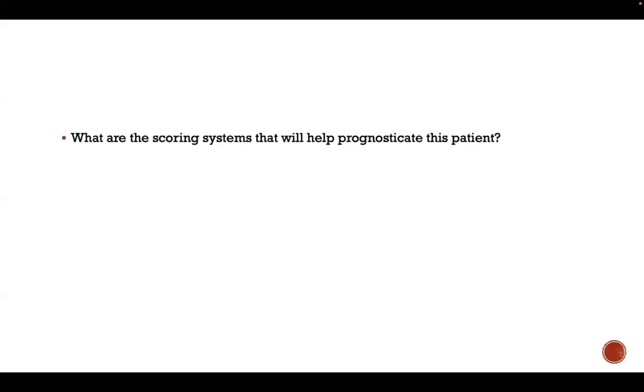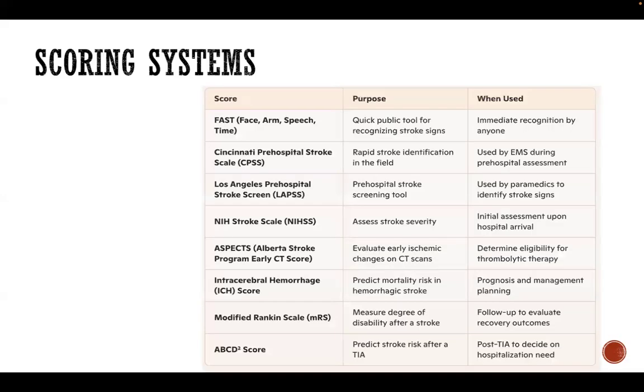FAST. By emergency people, they use the Cincinnati pre-hospital scoring system. Then LAMS, your NIHSS will come, then ASPECTS scoring will come. These are the few scoring systems you should be aware of in the exams. They might ask these questions.